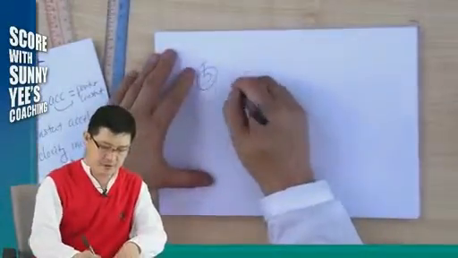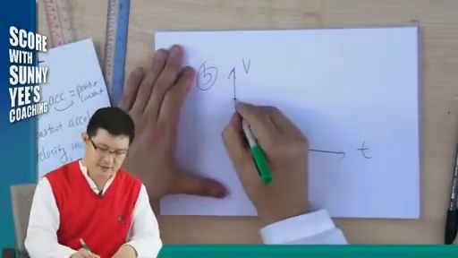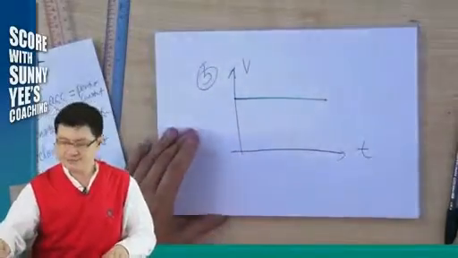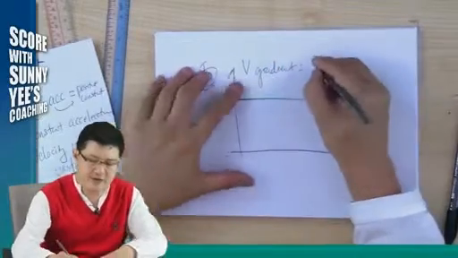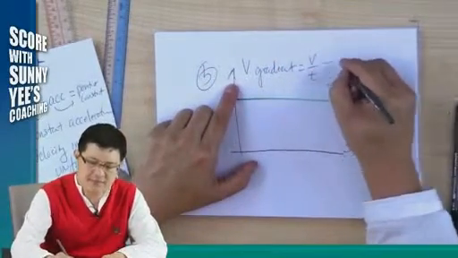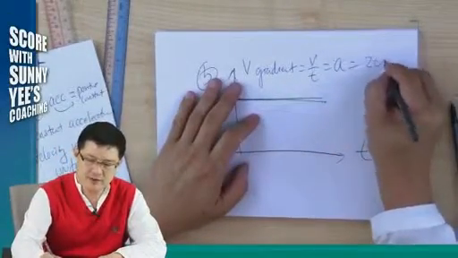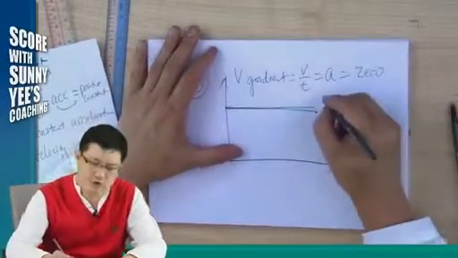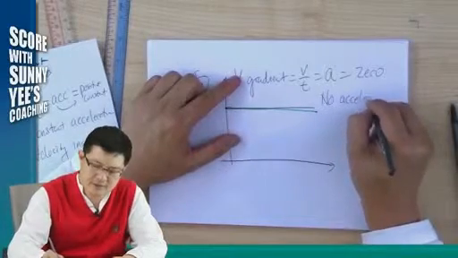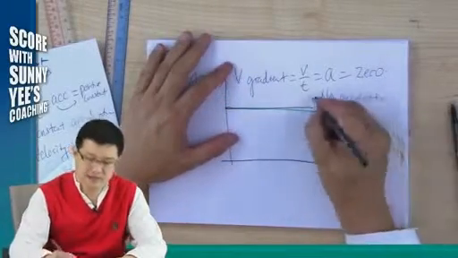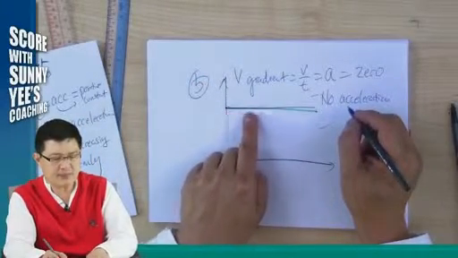B. What about this? This is V against T, and it is a straight horizontal line. For that, let's look at the gradient. Velocity divided by time, which is acceleration, and this is 0. The gradient is 0, meaning there is no acceleration. Next, by looking at the y-axis, the velocity is always the same, never changing.